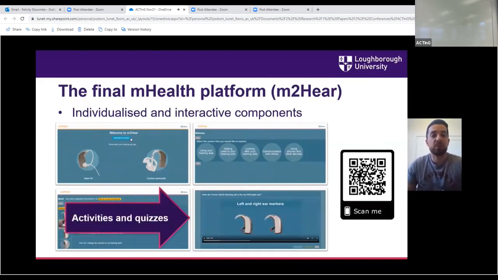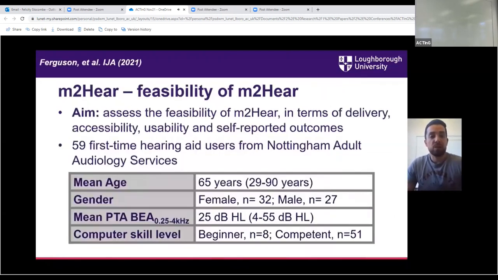And this is showing you an example of a quiz that was embedded within the resource itself. And again, if you want to scan that QR code, you can take a look at M2Hear in your own time. Now, critically, we wanted to establish the feasibility of using this intervention, particularly in terms of its delivery, accessibility, usability, and looking at self-reported outcomes in first-time hearing aid users.